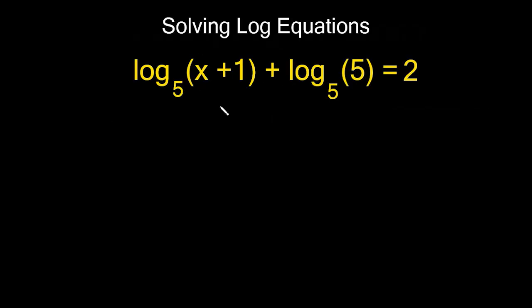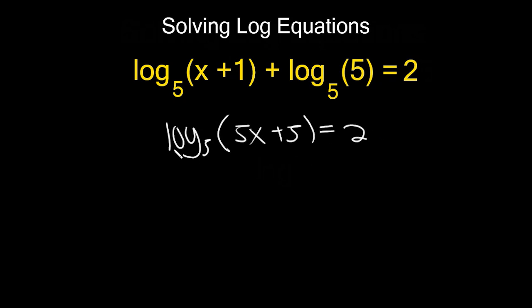Okay, so here's our last example. And again, we have a base of 5 here and also here. And we're adding, meaning we're going to condense it down. And when we condense it down, we're going to be multiplying. So I have log base 5, and then condensing it down, I'm going to get 5 times x, I get 5x. And then 5 times 1 will give you 5. And then equal to 2.